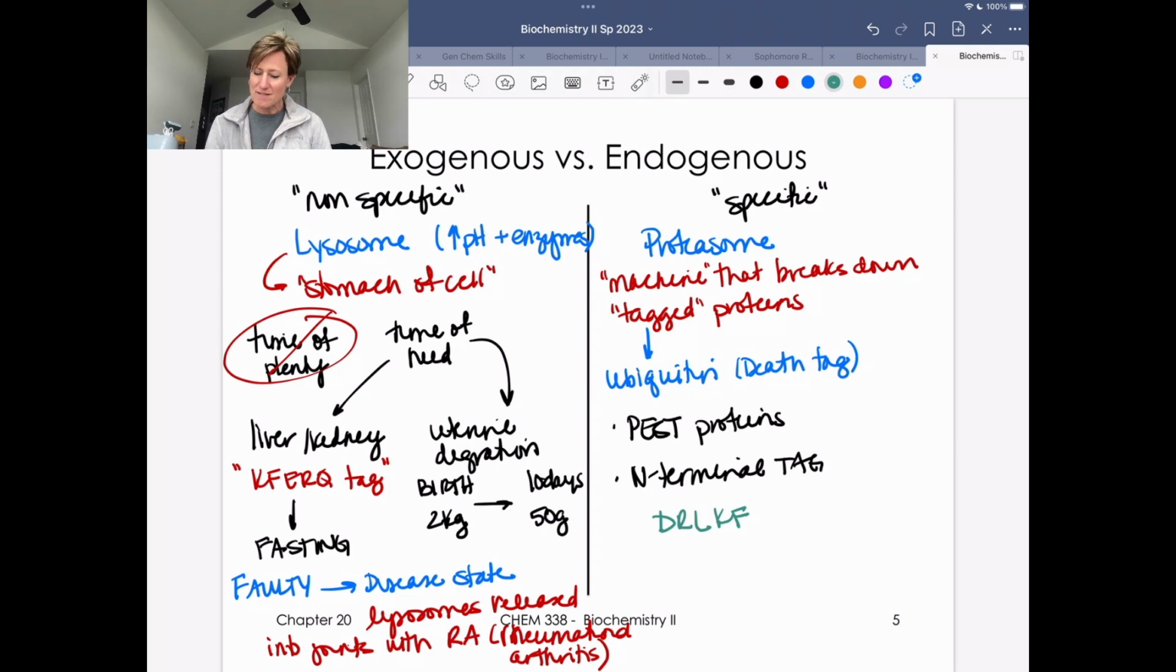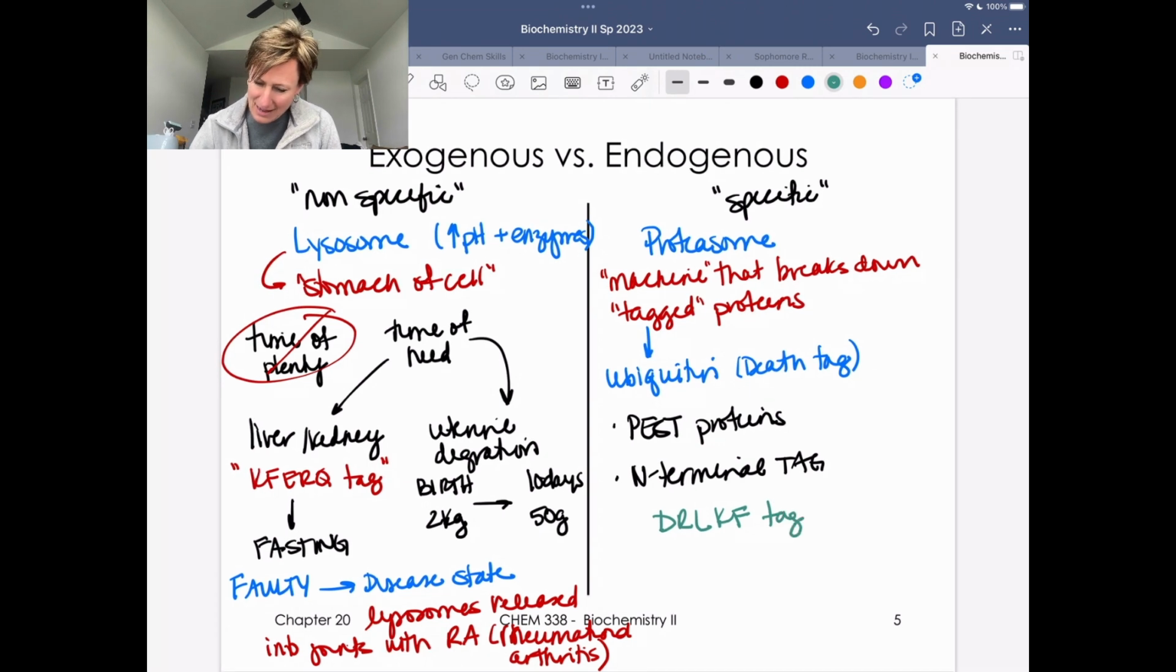Okay. If you have that as your N-terminus on your tag, your T1/2, your half-life, how long you stick around, is only going to be 2 to 3 minutes. So these are going to be short-lived proteins in your body. They're not going to stick around for very long.